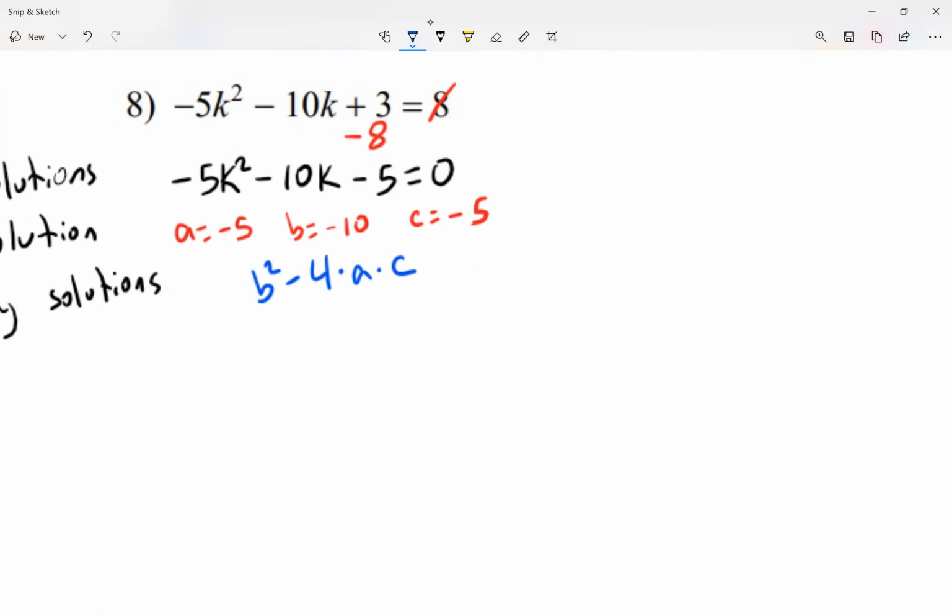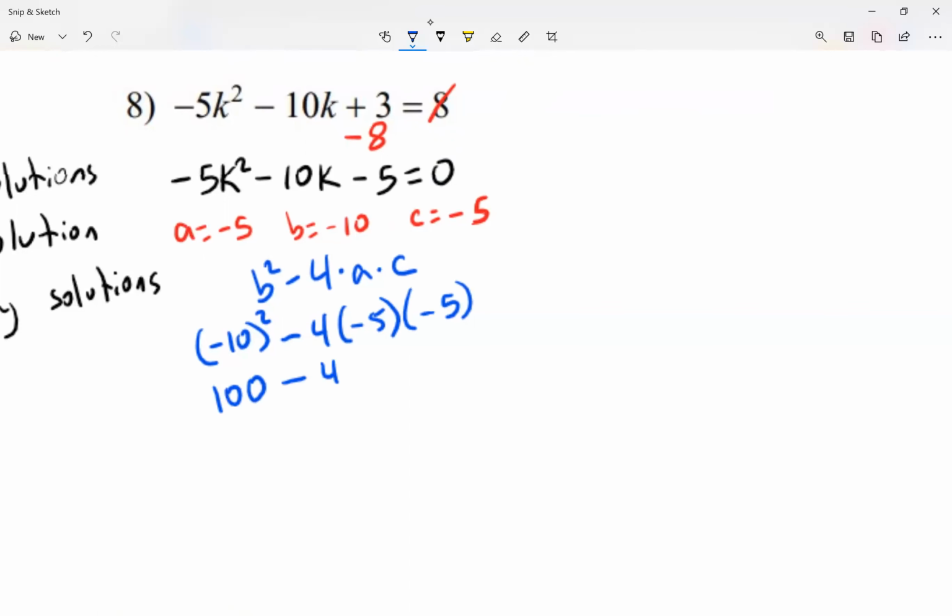So I have negative 10 all squared. I have to square the negative. Negative 10 all squared minus 4 times a negative 5 times a negative 5. 4 times A times C. I have to do the exponent first. Negative 10 squared gives me positive 100. Minus 4 times a negative 5 times a negative 5.